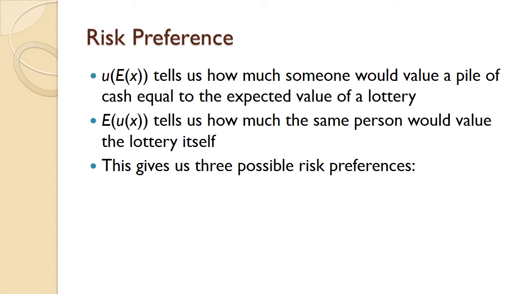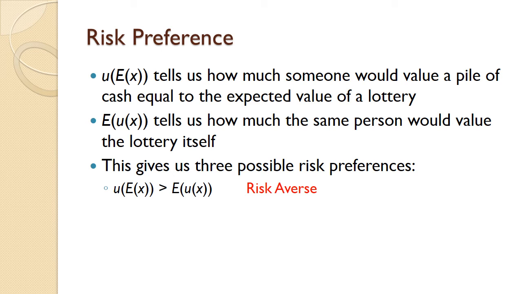What can all of this tell us about risk preference? Well, remember that the utility of expected value, u of e of x, tells us how much utility someone would get from a guaranteed payoff. Expected utility, e of u of x, tells us how much utility the same person would get from playing a particular lottery. Now there are three logical possibilities here. One is that the utility of expected value is greater than the expected utility. In other words, our gambler gets more utility from a guaranteed payoff than she does from playing the lottery. In this case, we would say that the gambler is risk averse.